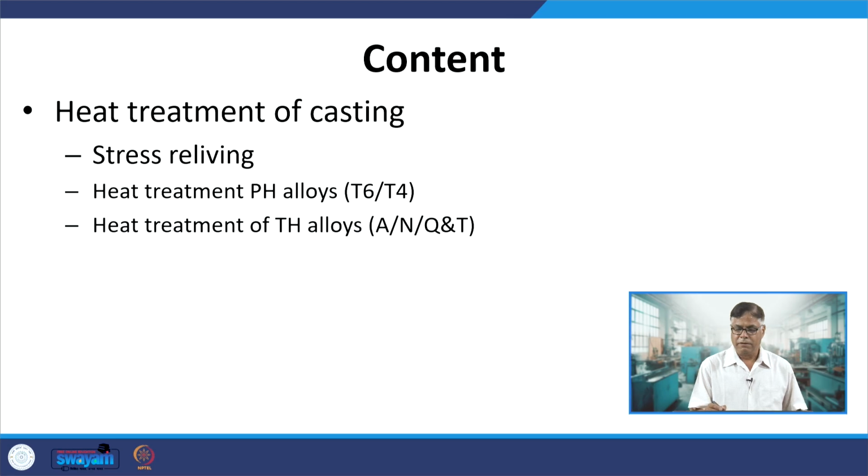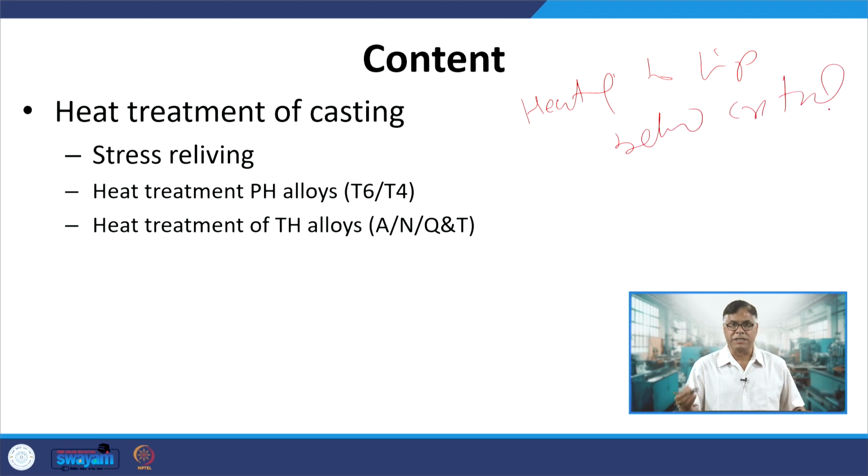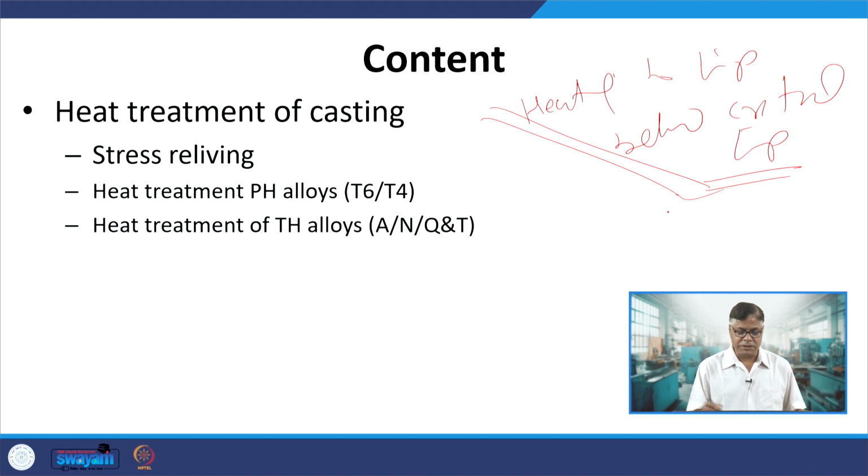For this, we perform the heating of the casting to a temperature below the critical temperature above which phase change can take place. So this temperature should be lower than the temperature at which changes of phase are possible, because we just want to soften, we don't want to make much change in the phase structure of the casting, because otherwise it can alter the properties significantly.